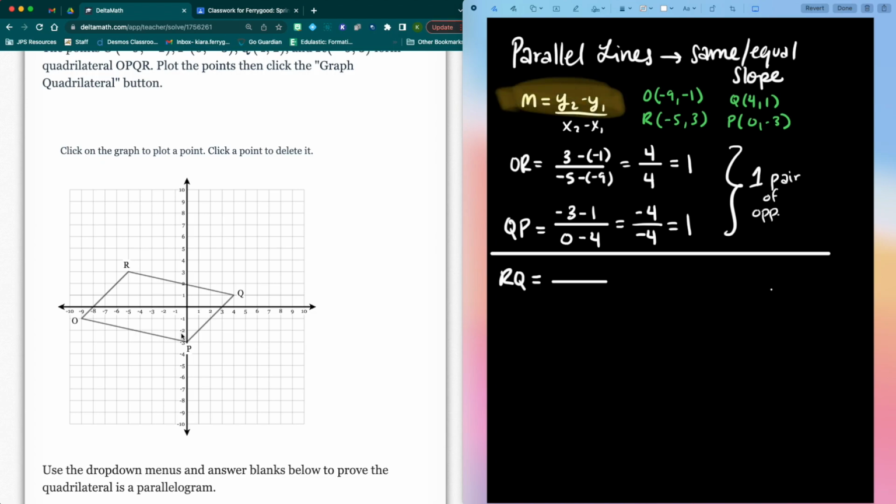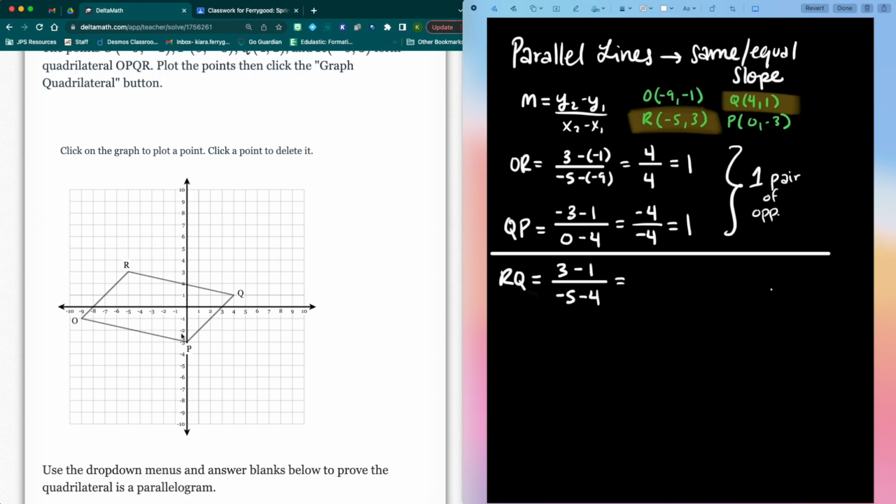Remember that up here, our m, we have y2 minus y1. So again, I'm talking about the Q and R. So I'm going to be looking at Q and R, which are going to be these two, right? So let's go ahead and start working on finding the slope of Q and R. So I'm going to highlight those two. So I'm going to let Q be y1, so I'll let R be y2. So I'll say 3 minus 1 and negative 5 minus 4.